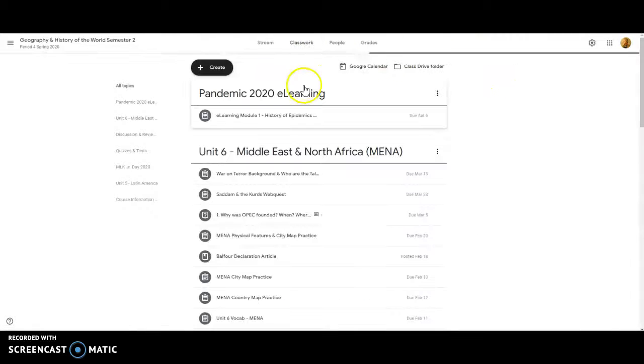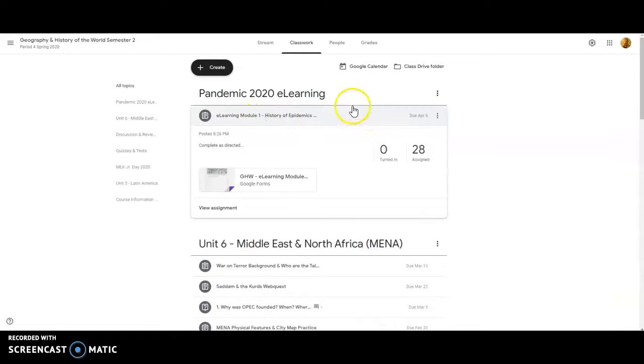And if I go to classwork, you'll notice that there is a new category, and it looks a little bit different on your iPad, but categorically the topic should be there. And so this new category will contain your e-learning modules. Week one is module one. I would click on that and then access the Google form.